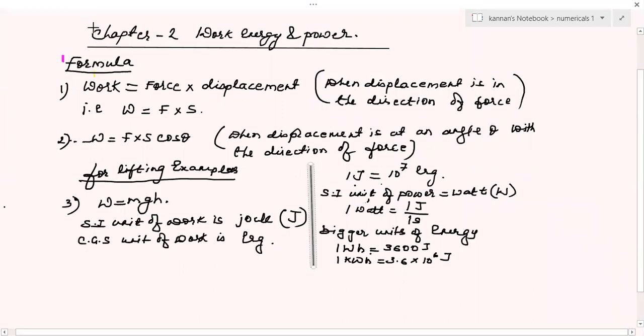ICC Physics, Chapter 2, Work, Energy, and Power. We are going to do the numericals of it. So let's see the formulas which we are going to come across in this chapter.